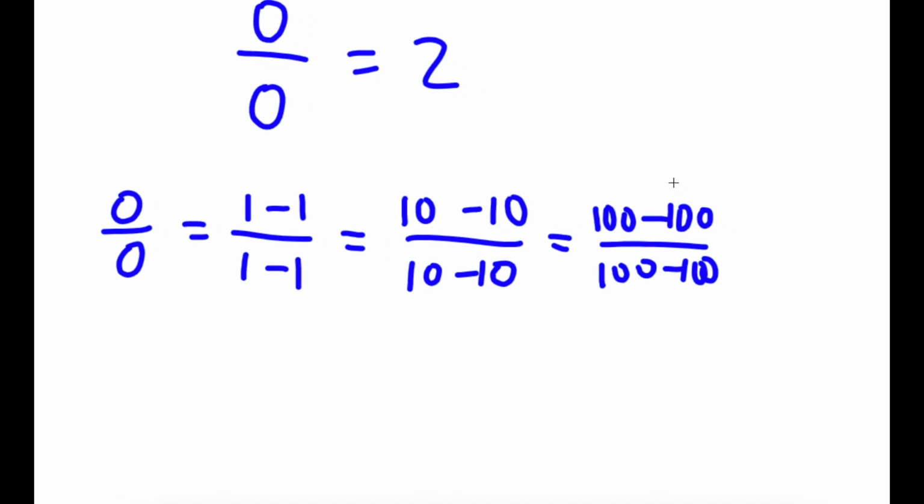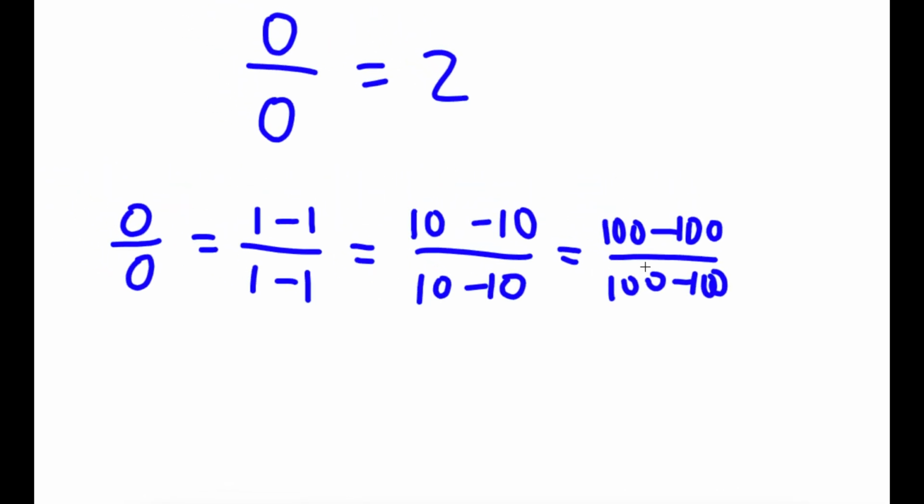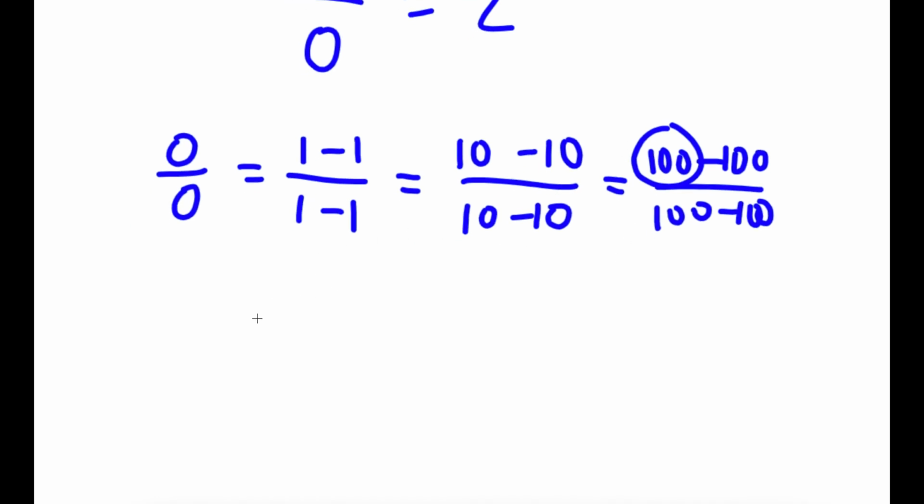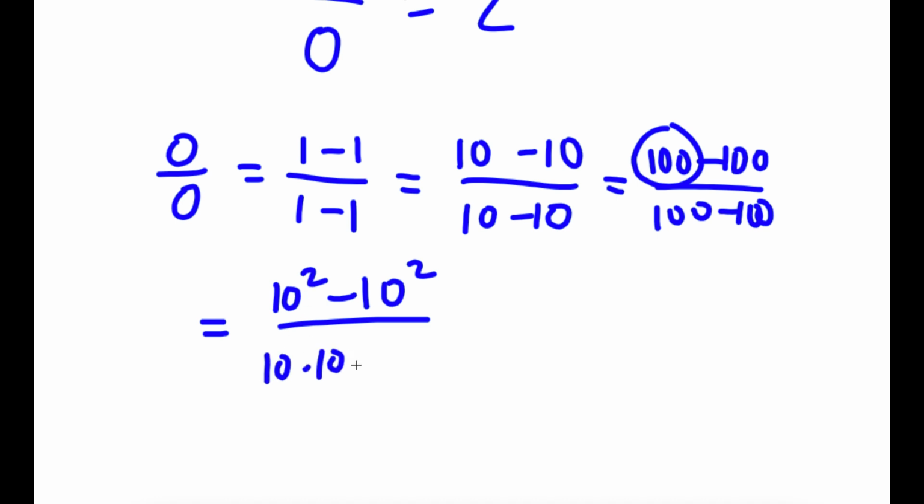Now I'm actually going to simplify (100 minus 100) over (100 minus 100). So 100 is the same thing as 10 squared, right? So this is the same thing as 10 squared minus 10 squared for our numerator, because 10 squared is 100, so 100 minus 100 is the same thing as 10 squared minus 10 squared. And for my denominator, 10 squared is the same thing as 10 times 10, so I'm going to write 10 times 10 minus 10 times 10. And this is again equal to 0. This is still 0 over 0.